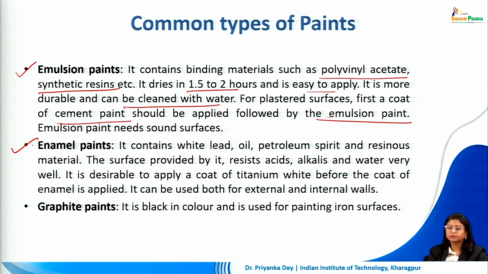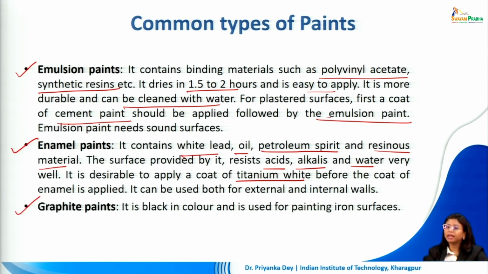Enamel paints. Now this contains white lead, oil, petroleum spirit and other resinous material. Now this surface resists acids, alkalis and water very well. So if we are dealing with a surface which is exposed to acid or alkalis or even water, we can select enamel paints. Now it is desirable to apply a coat of titanium white before the coat of enamel paint is applied, and this can be used for both internal and external walls.